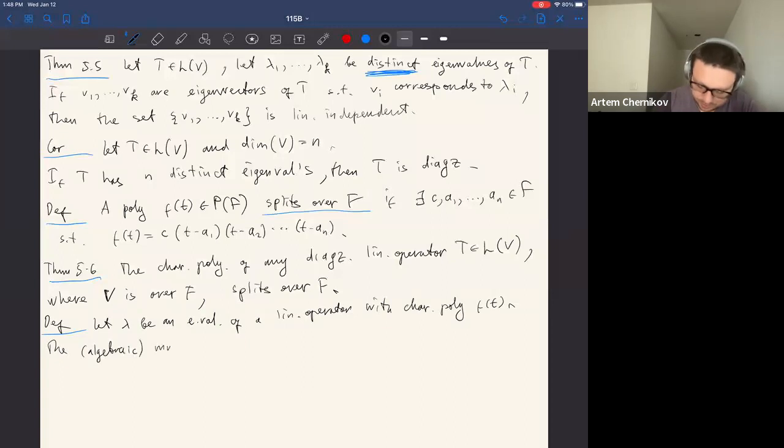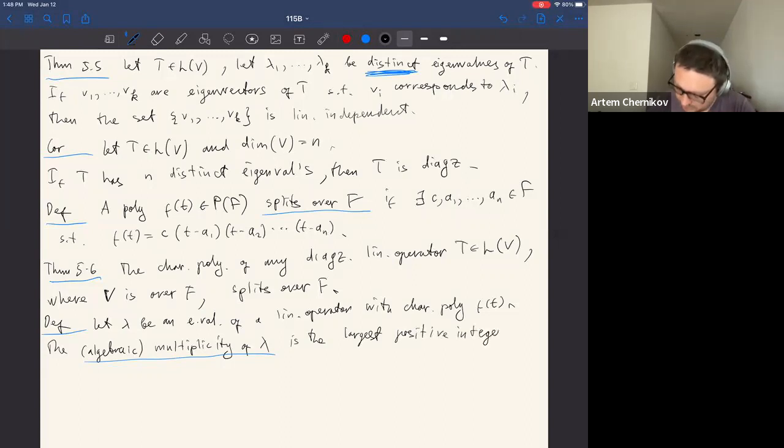So the algebraic multiplicity of lambda is defined to be the largest positive integer, let's say k, because I'm using t already, for which the polynomial (t minus lambda) to the power k is a factor of the polynomial f of t.